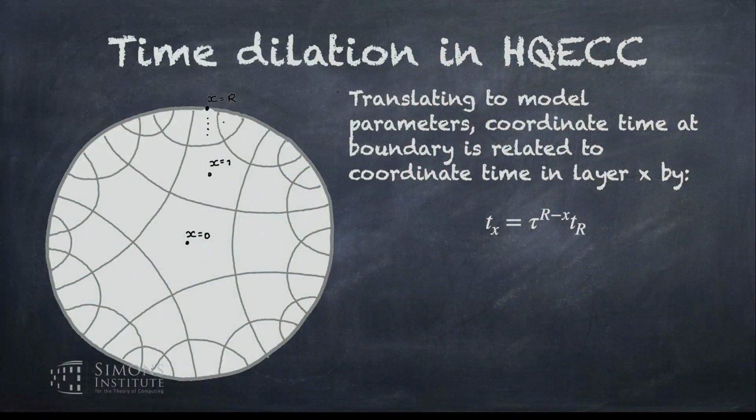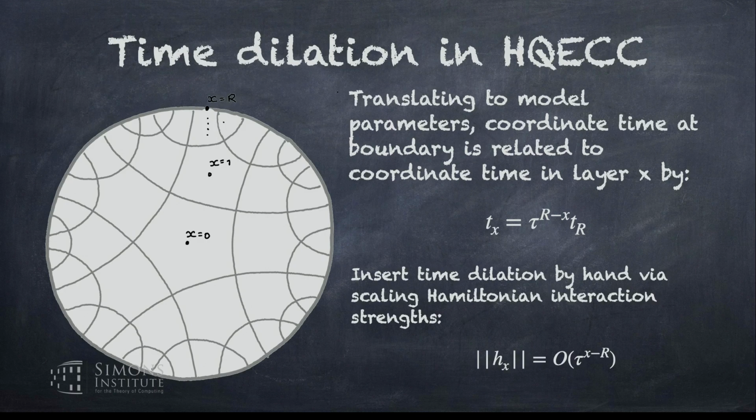Okay. So when we translate this to the parameters of our model, we find that we want the time at a position x, where we use x to label how many layers of the tensor network we are out from the center. We find that time at a point x is given by this expression with respect to time at the boundary, where tau here is just some parameter that controls the curvature of our tessellation. So it's just some constant that depends on which tessellation we've chosen.